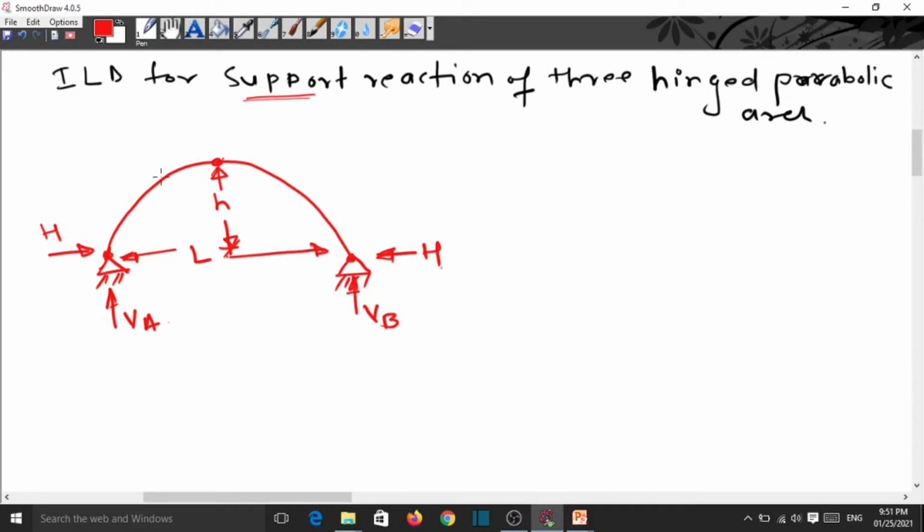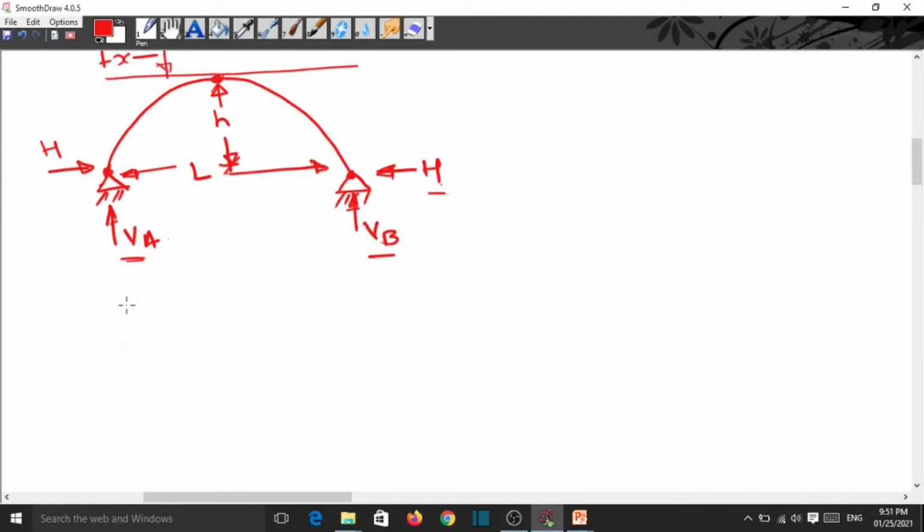Now, if you want to draw the ILD, we have to apply the unit load on the structure. So here we are applying the unit load, and this distance is X. Now, we have to draw the ILD for VA, VB and H. For the sake of convenience, we consider it as a simply supported beam, because we know by Eddy's theorem, the bending moment anywhere is the beam moment minus the H moment or thrust moment. So this span is L, and this is the unit load, and this distance is X.